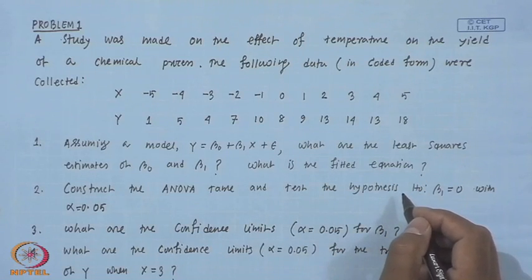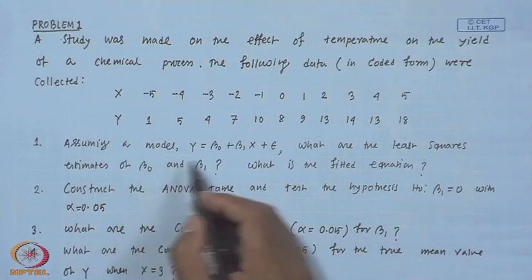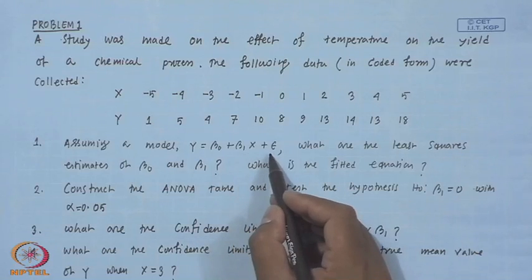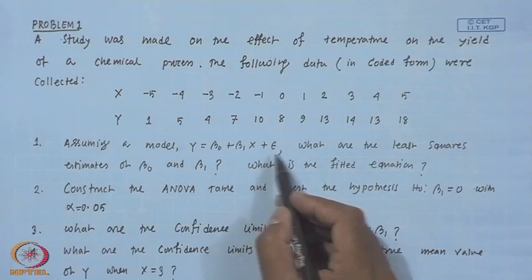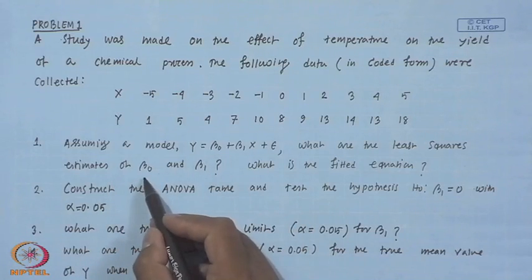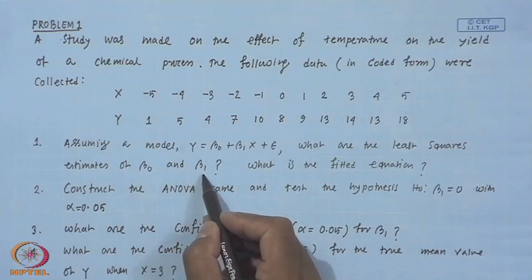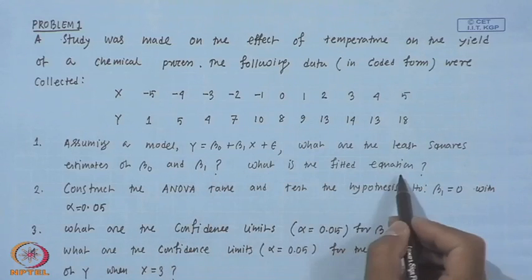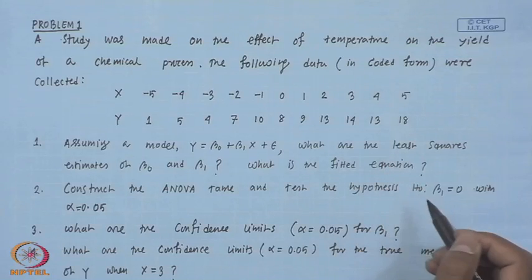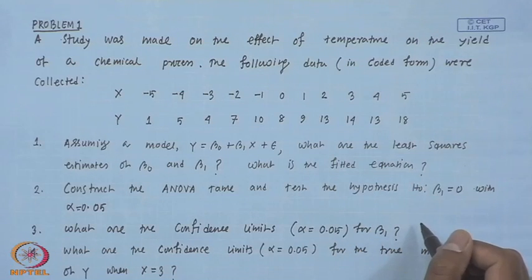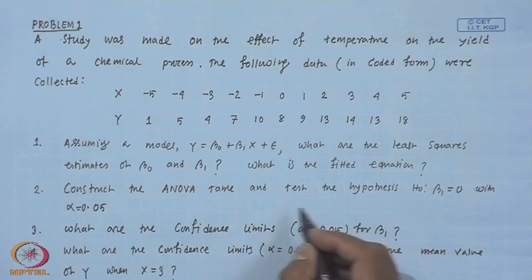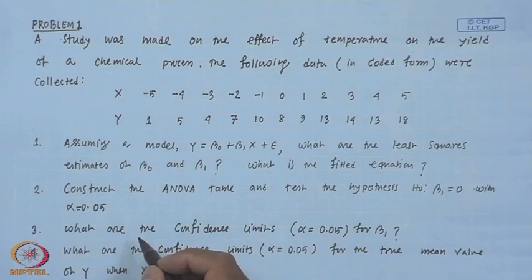The first question is quite straightforward. Assuming a model like y equal to beta naught plus beta 1 x plus epsilon, what are the least square estimates of the regression coefficients beta naught and beta 1, and what is the fitted equation? We have solved similar problems while we were talking about the simple linear regression model.